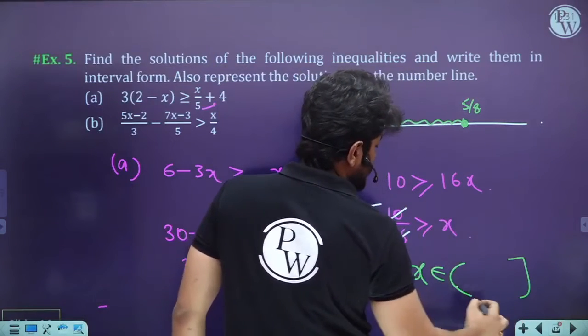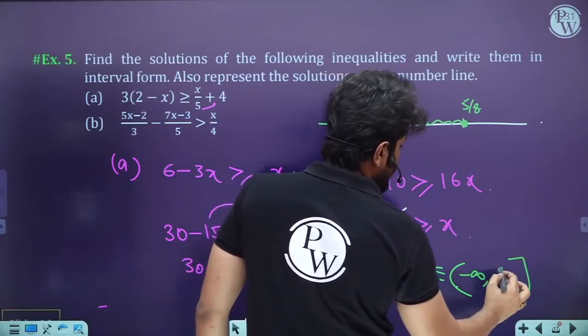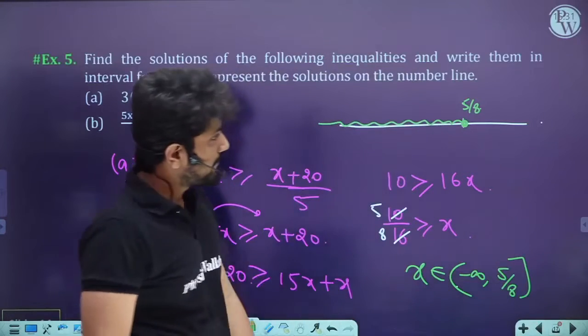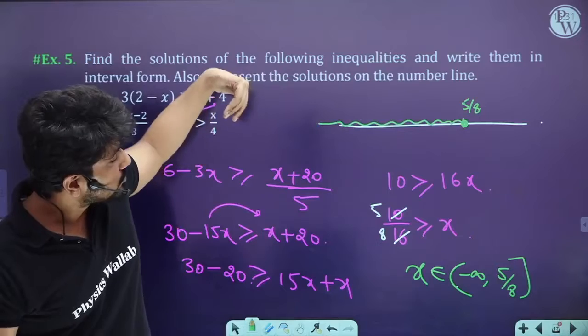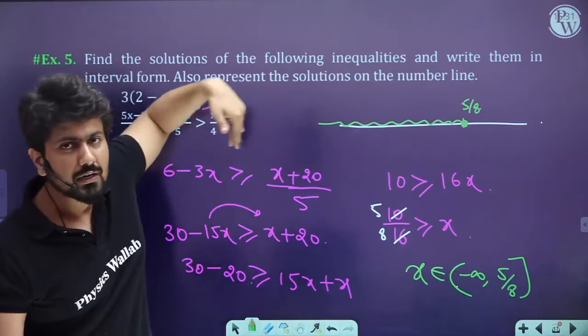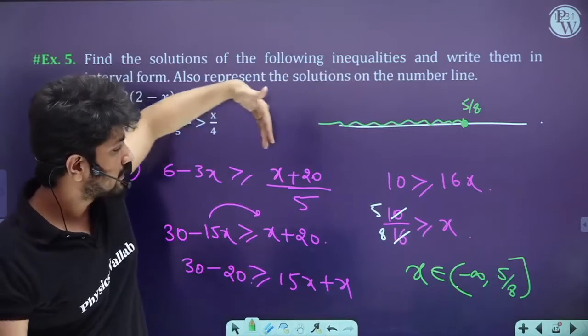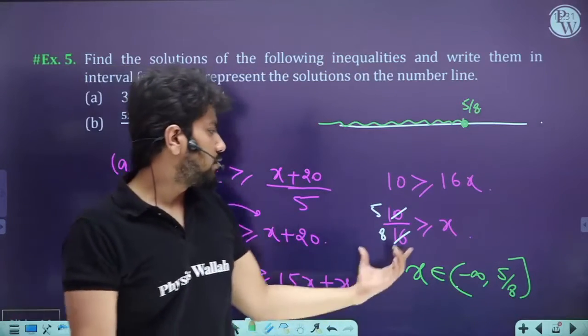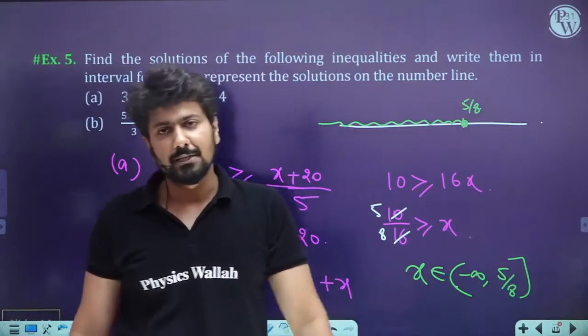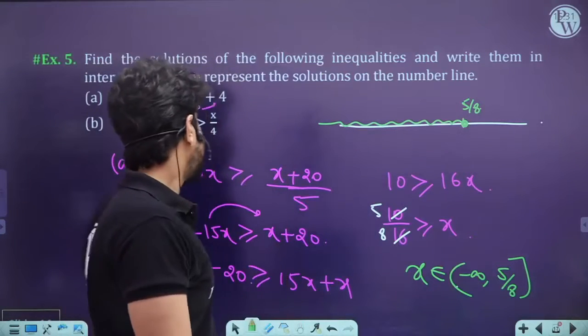So x belongs to minus infinity to close bracket 5 by 8. X is to the left of 5 by 8. See, there is no lower limit, right? X is greater than minus infinity, less than or equal to 5 by 8. So this is how I represent this in the interval format. I hope you understood the interval format.